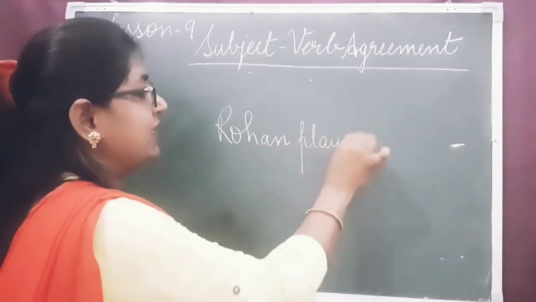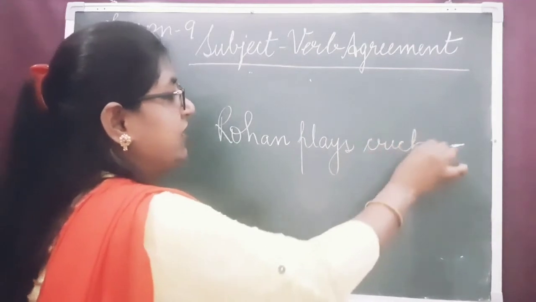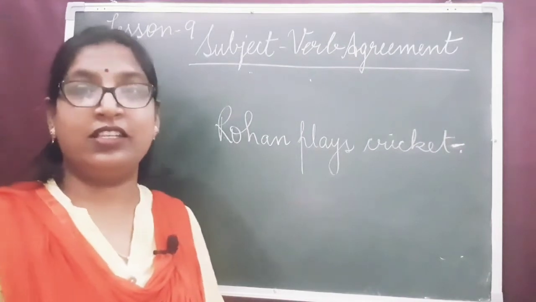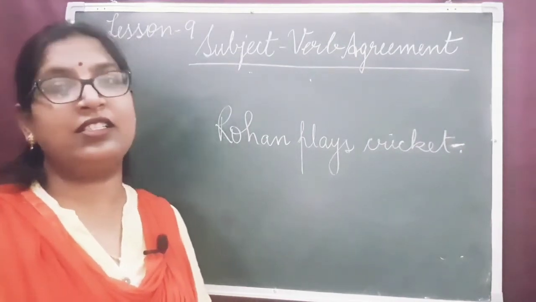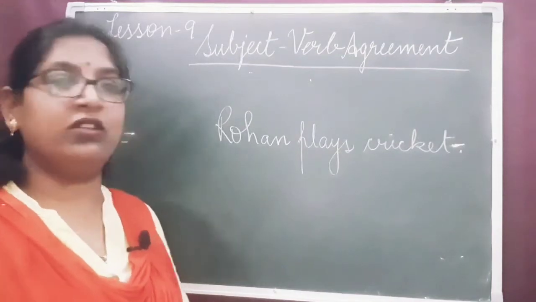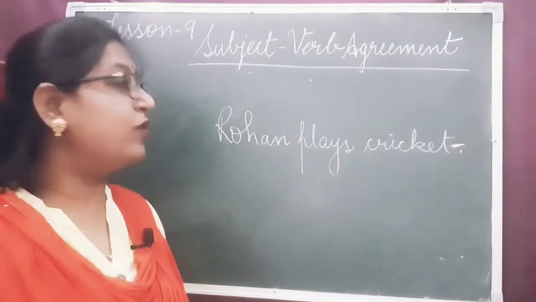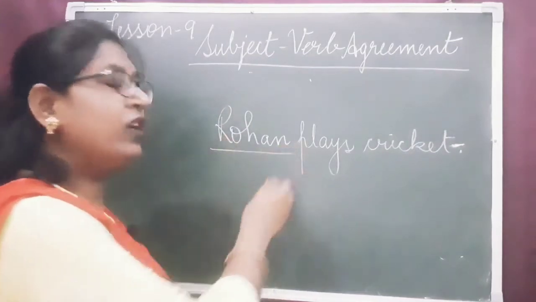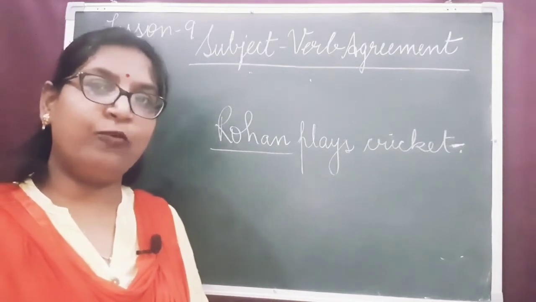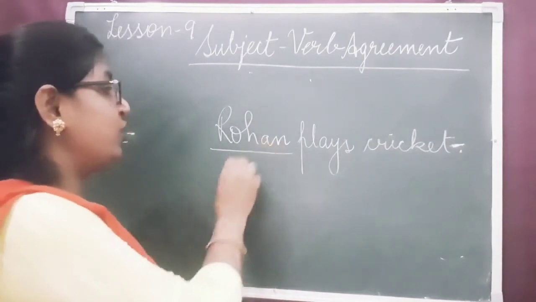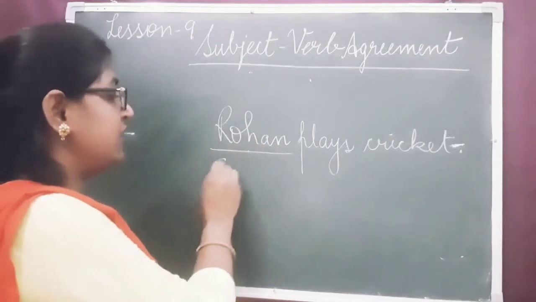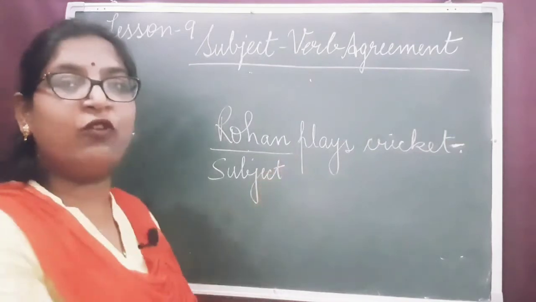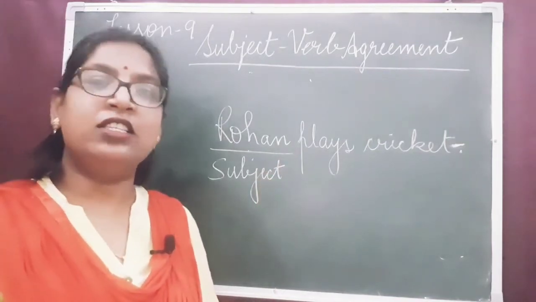Rohan plays cricket. What is the subject in this sentence? We should know how to find out the subject in a sentence. We ask a question: Who plays? Who is performing the action of playing? We get the answer, Rohan. Rohan is performing the action of playing. So we say Rohan is the subject. About Rohan we are talking in this sentence. Rohan is performing the action, so Rohan is the subject.